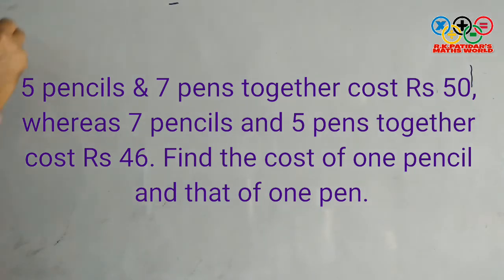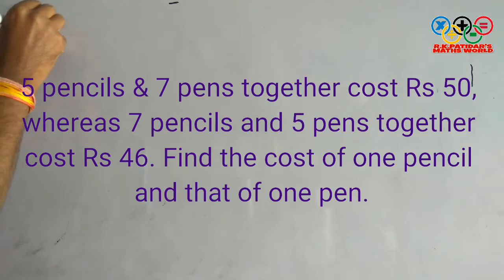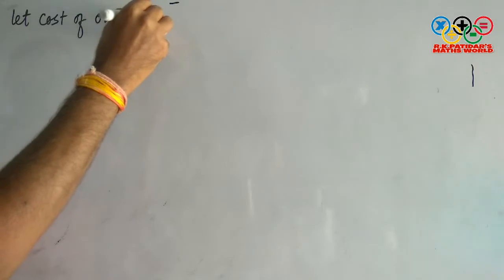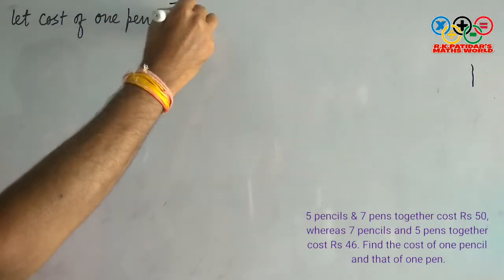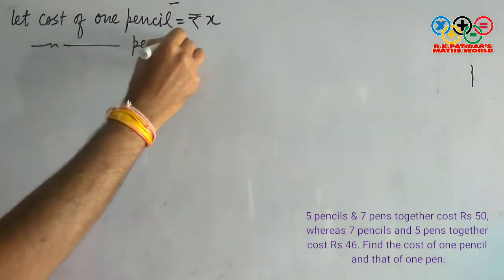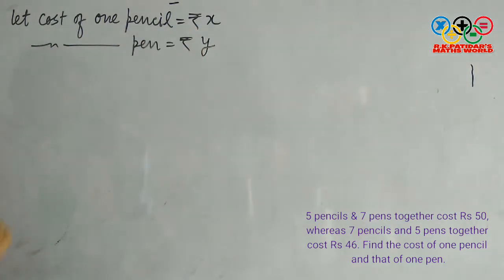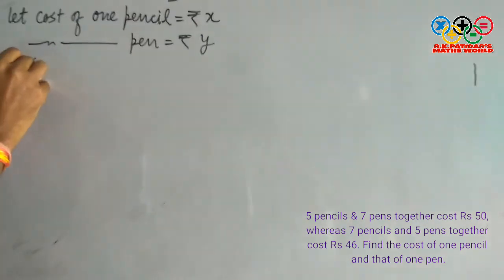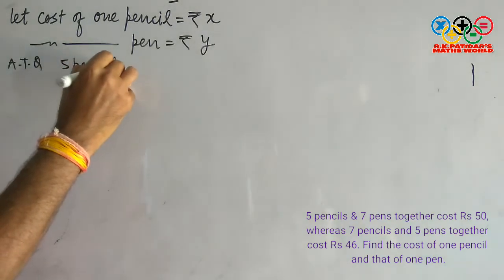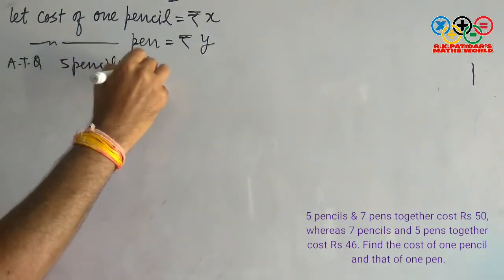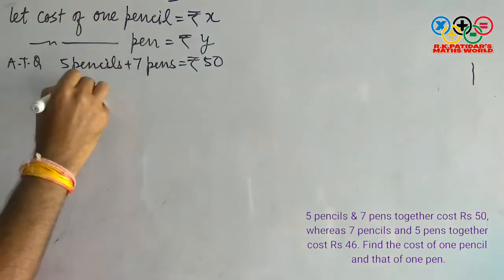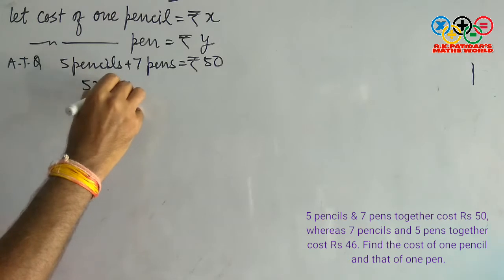So here we assume, let the cost of 1 pencil be rupees x and the cost of 1 pen be rupees y. According to the question, there are two conditions. 5 pencils plus 7 pens cost rupees 50, so this will be 5x plus 7y.